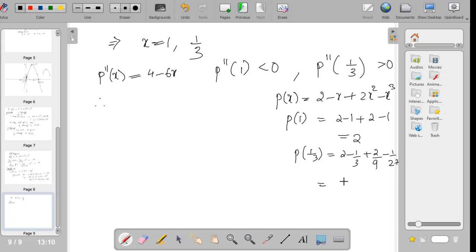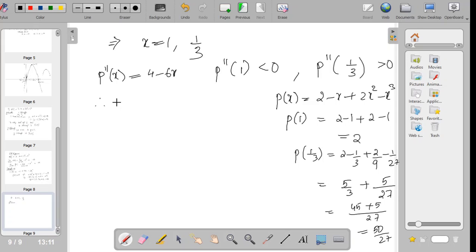So that will be, you will get 5 by 3 plus, taking 27, again 5 by 27. So that will be 27. So here you will get 45 plus 5. So that is 50 by 27. So you will get 50 by 27, 1.85 will come.